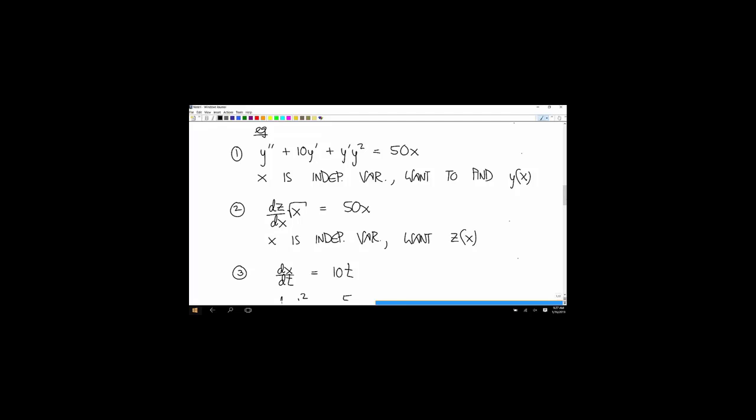And if we do that, we have dz/dx equal to 50 times the square root of x. Okay. 50 times the square root of x, is that in the form of a function of the independent variable times a function of the dependent variable? It is, because you can think of 1 as a function of the dependent variable, and so this one we could solve with separation of variables. Okay.